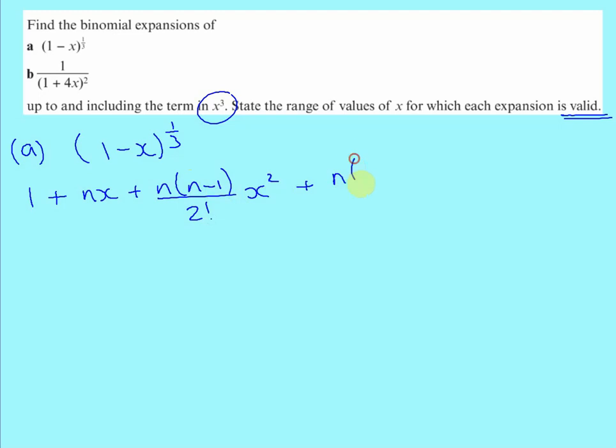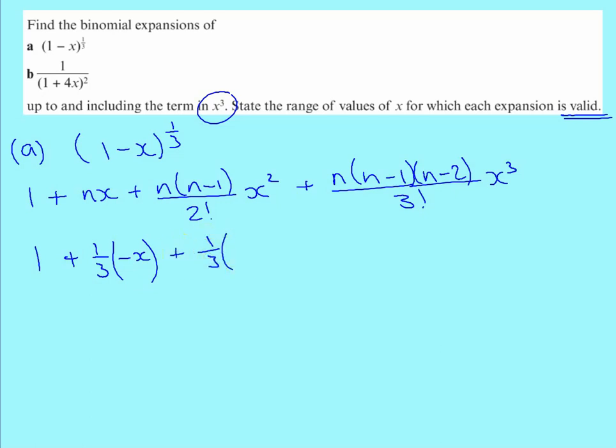And we've got to keep going until we get to, oh, stopped a bit short there, the x cubed term. Alright, so 1 is 1, we've got the first one, plus n, okay, n is a third, and x this time is minus x. When it's a minus, you've got to be extra careful. So n is a third, 1/3 take away 1 is minus 2/3.